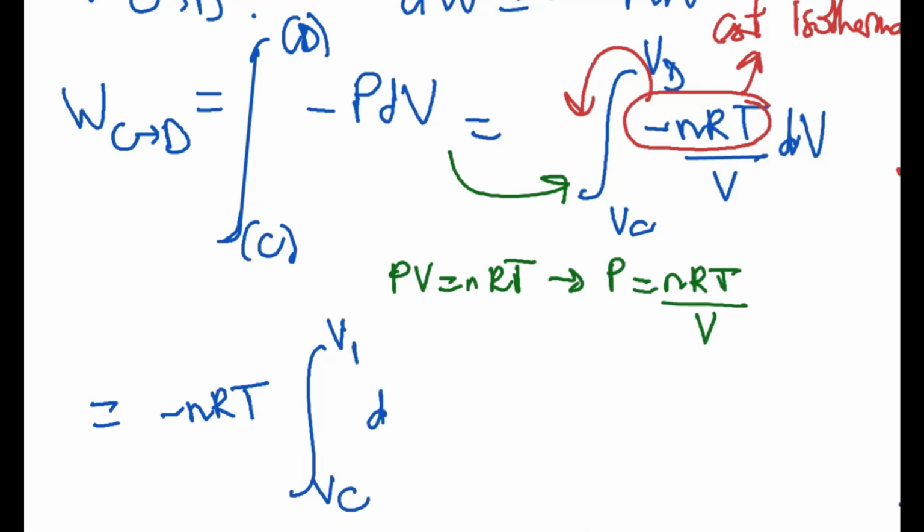So the primitive of 1 is the variable itself, so the primitive is going to be V. So I just need to make the difference as a result. Minus nRT. And then I just need to make the difference as the primitive.